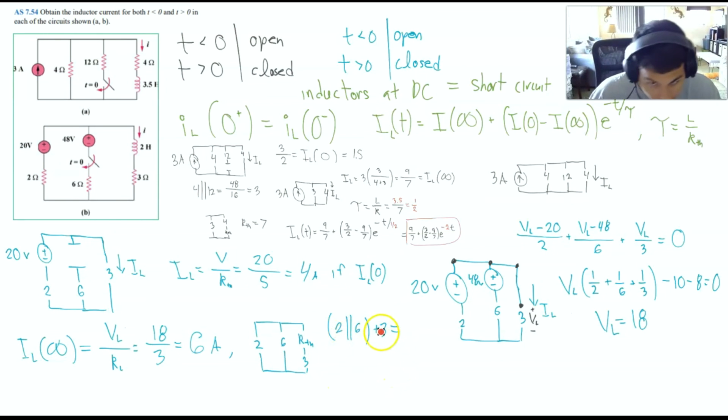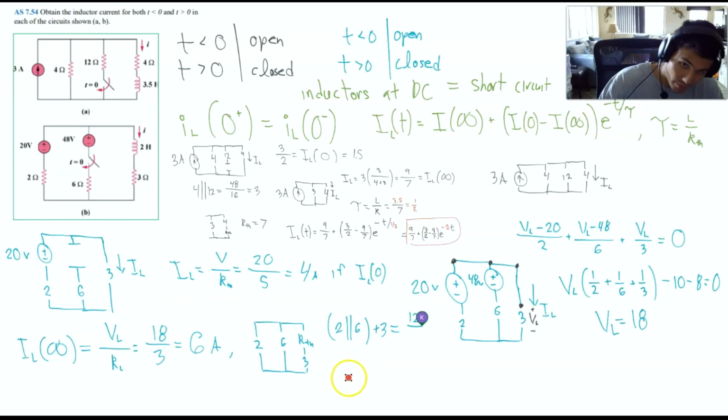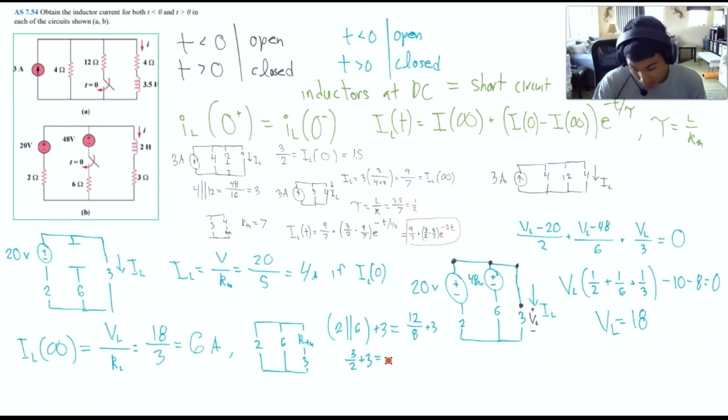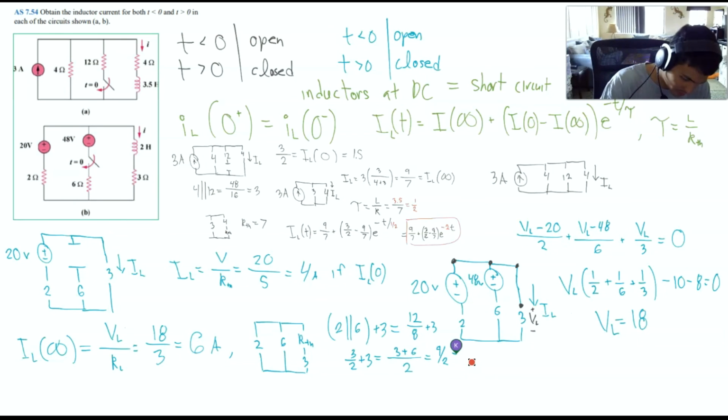What is this equal to? That's going to be 2 times 6 is 12, 12 divided by 2 plus 6 is 8, plus 3. So let's simplify this a little bit. Dividing by 4, we get 3 over 2 plus 3. Now let's turn this all to a common denominator here. 3 plus 6 over 2 is 9 over 2. Okay. Right.